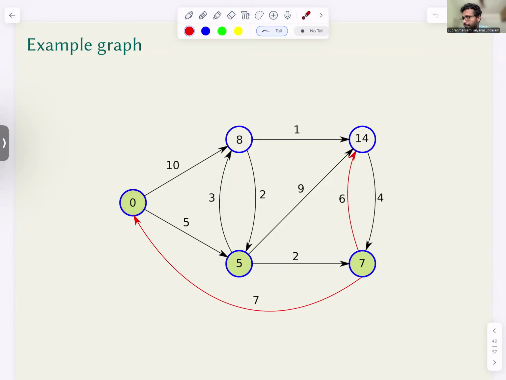So how many D values will be updated? 1, 2, or 0?